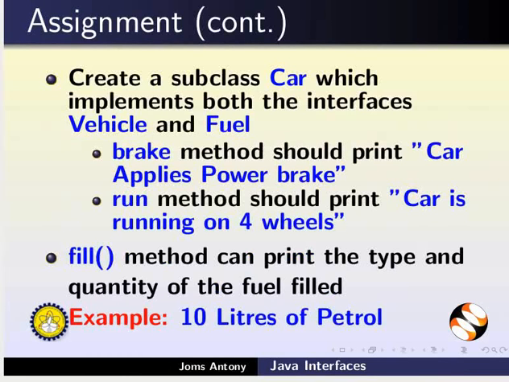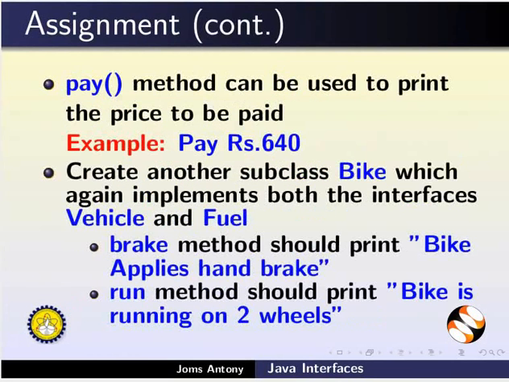Here the brake method should print "car applies power brake" and the run method should print "car is running on 4 wheels". Similarly, the fill method can print the type and quantity of the fuel filled. For example, 10 liters of petrol. The pay method can be used to print the price to be paid. For example, pay rupees 640.